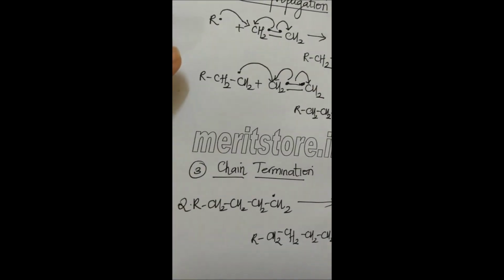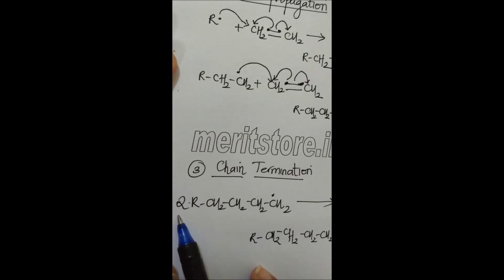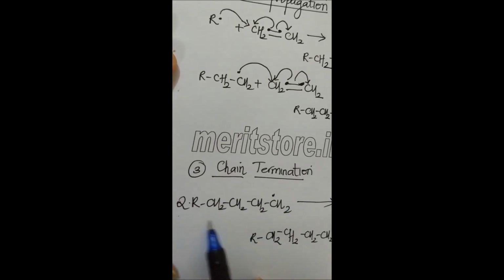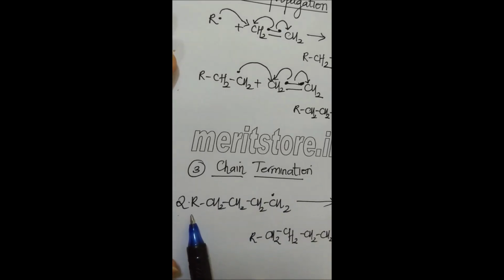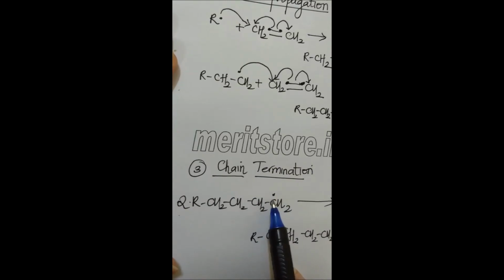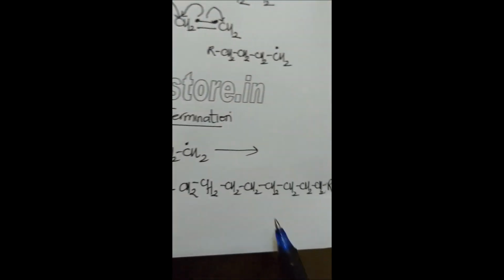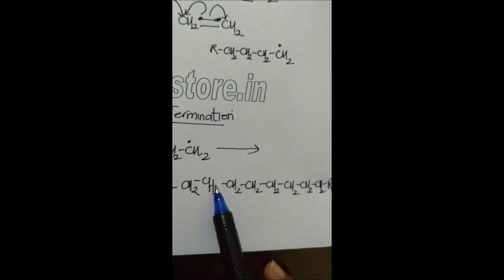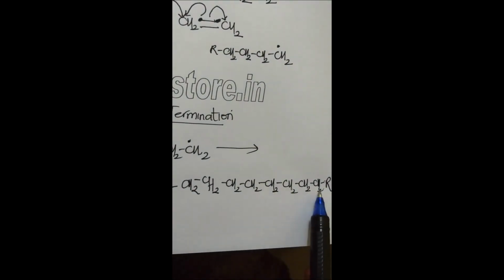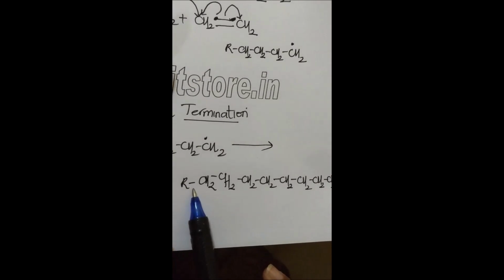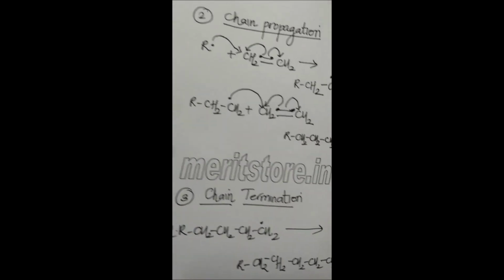This is my terminated molecule. As I can see, I have two molecules of CH2 CH2 CH2 CH2. That means I should have totally 8 CH2 units and 2 R groups. Termination means there are no more free radicals available. And as you can see in my product, 1, 2, 3, 4, 5, 6, 7, 8 with 2 R groups and no free radicals, and this is my termination step.